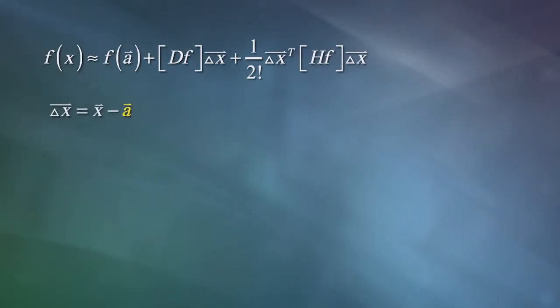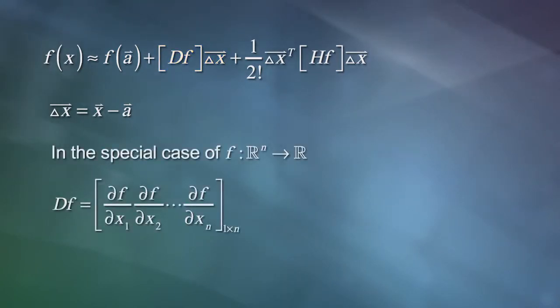Here the vector A is the point you want to expand near, the vector x is another point, and delta x is a displacement vector, the difference between the vector x and the vector A. The initial term is the constant term f of a, the value of f at the point we care about. The next term is the derivative matrix times the displacement vector delta x. This is the linear term.